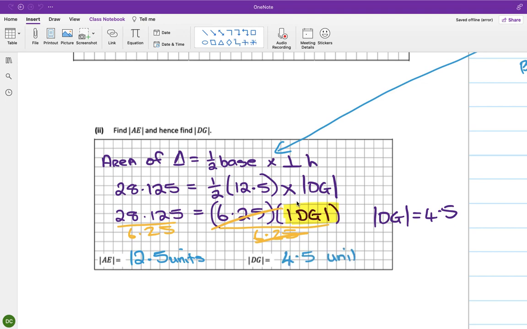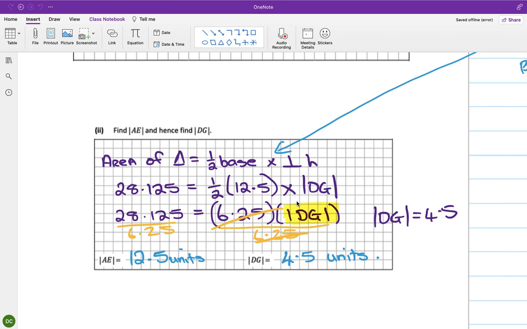So that's worth 10 marks. A lot of people got the 12.5 but not the 4.5, and 12.5 but fails to progress gets 6 marks.